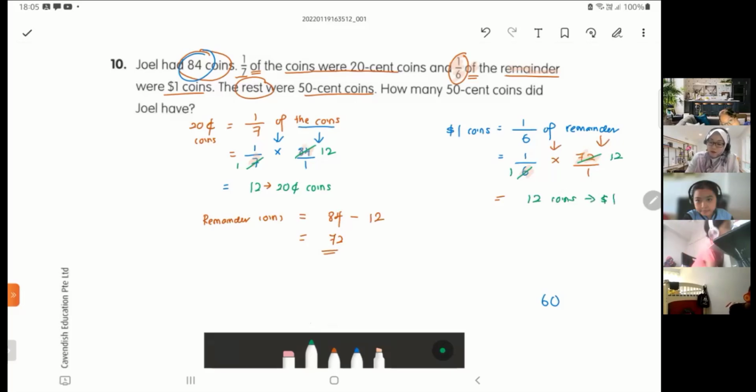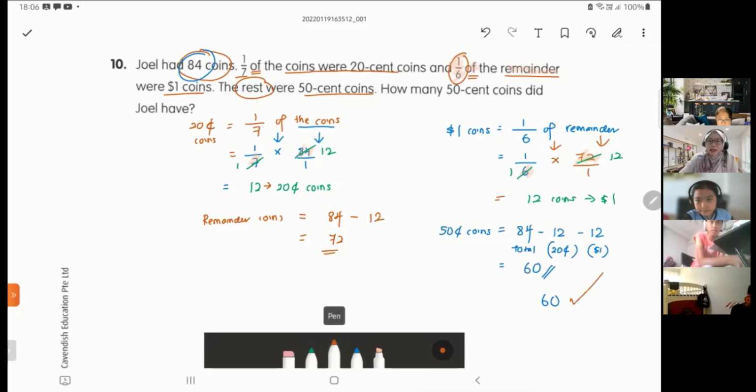Now, the rest are 50-cent coins. So can I find the number of 50-cent coins from here? To find my 50-cent coins, I simply take 84 total coins, take away 12, take away 12. This is total. This is my 20-cent. This is my $1 coins. So 84 minus 12 minus 12 gives me 60. So this is the correct answer. Very good.